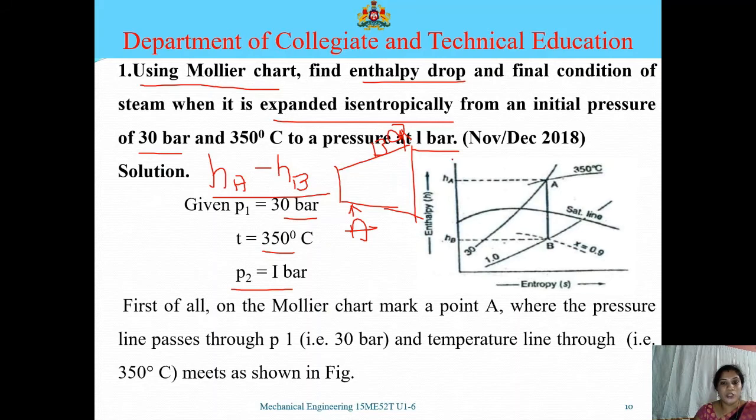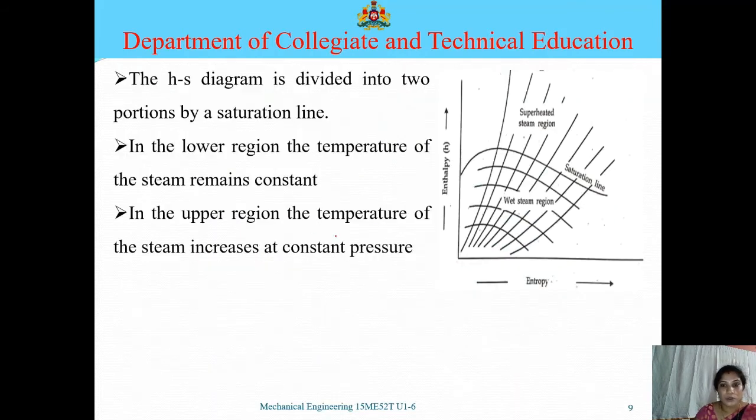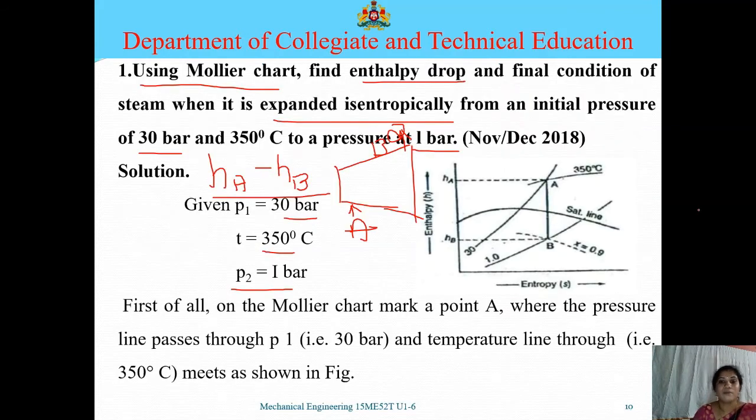As already told, it's an enthalpy entropy diagram. Open your Mollier chart. Please open your Mollier chart right now itself. Once you open the Mollier chart, what is the initial condition? What has been given? P1 is 30 bar. So for 30 bar, please open the Mollier chart.